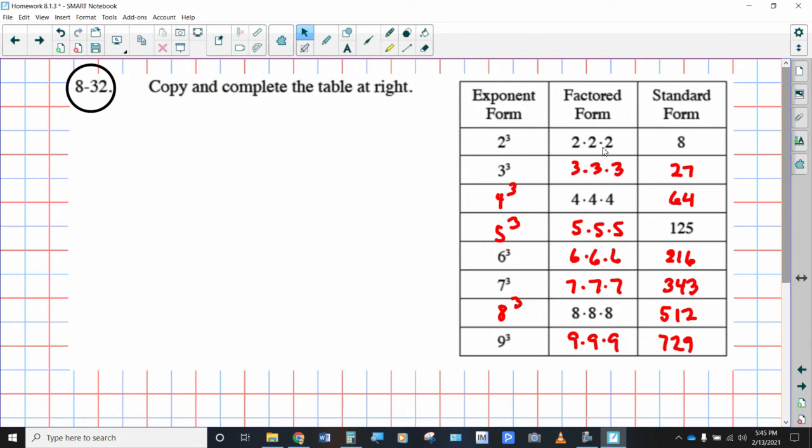So 2 to the 3rd power in expanded form is 2 times 2 times 2, which is 8. 3 to the 3rd power in expanded form is 3 times 3 times 3. And you see the pattern there. Whatever the exponent is, that's how many times you repeatedly multiply. And then standard form is the way we would normally write the numbers. So 5 to the third is 125. 6 to the third is 216. 7 to the third is 343, and so on and so forth. So here you see the patterns for the factored form, but I'm not sure if there's any real pattern here other than you just got to do the multiplication.